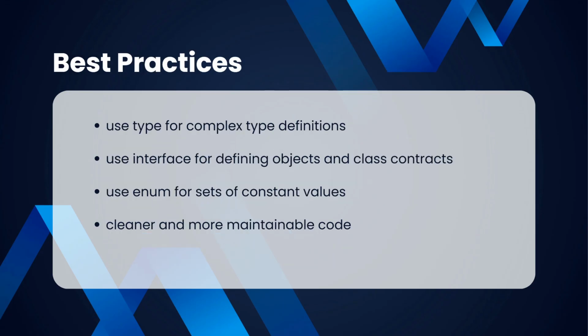Best practices for using type, interface, and enum. Use type for complex type definitions that require flexibility. Use interface for defining objects and class constructs, especially when you expect to extend or implement them. Use enum for sets of constant values, especially when you need to represent distinct options or states. Understanding the strength of each will help you write cleaner and more maintainable code.